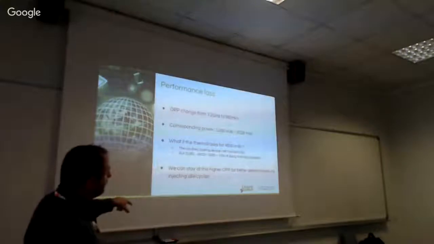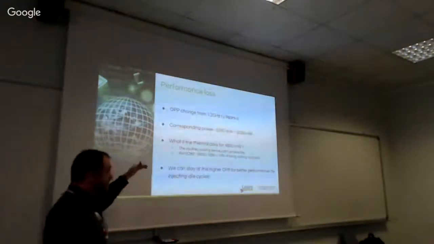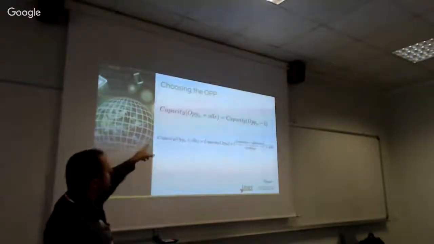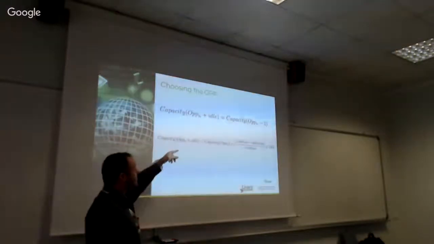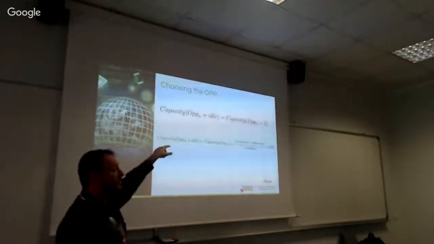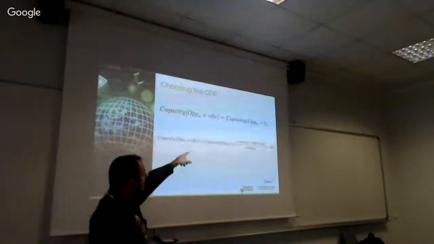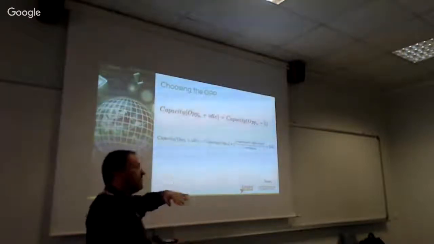So when should we change the OPP, when we are inserting idle cycles at the higher OPP? We change the OPP when we have capacity equivalence. So when we have, for example, the capacity of an OPP and we are injecting a number of idle cycles, and we are reaching the same capacity as the OPP below, then we change the OPP.